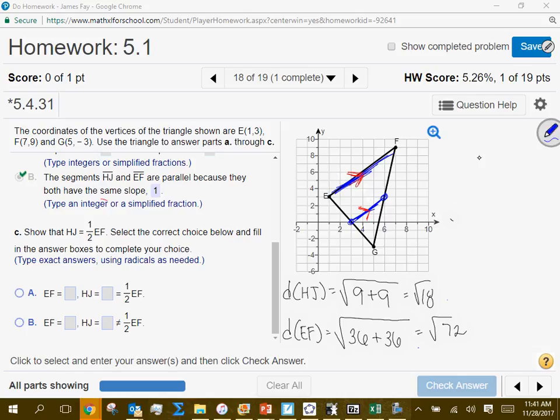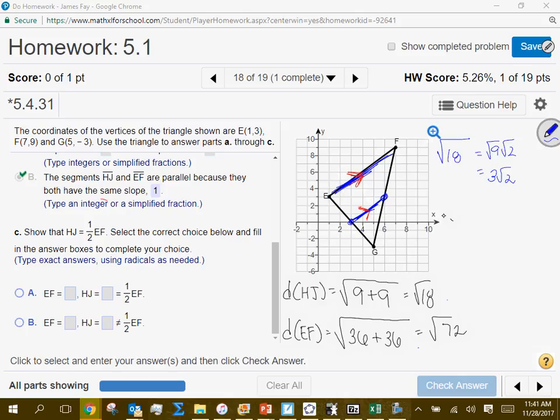When you see radical 18, it breaks down to 9 and 2, right? So radical 9 times radical 2, right? Square root of 9 is 3. Square root of 2 is just square root of 2, right? That's one way of doing it, okay?